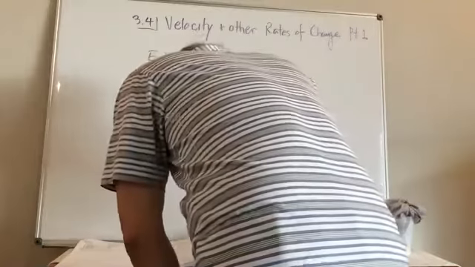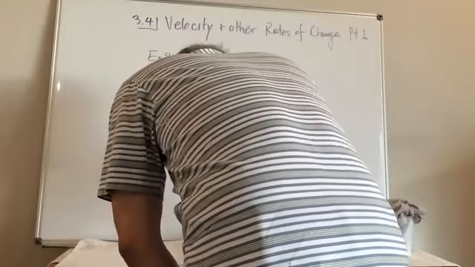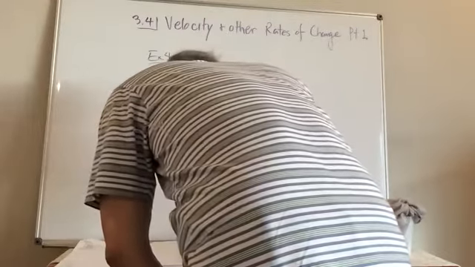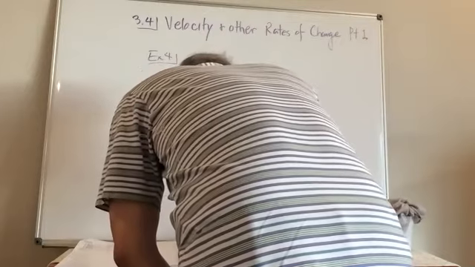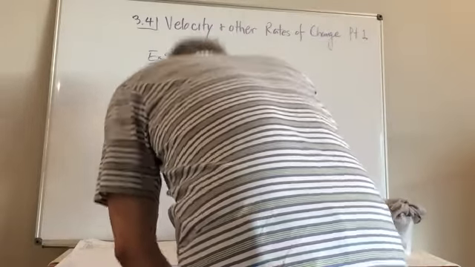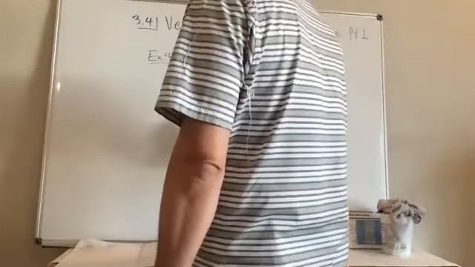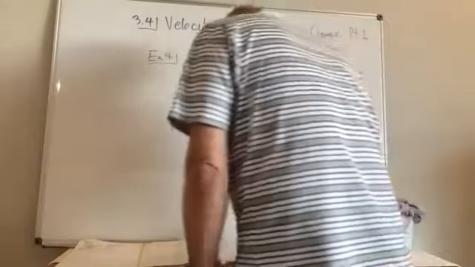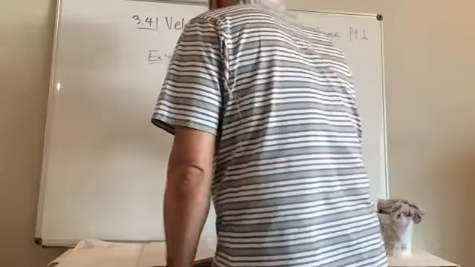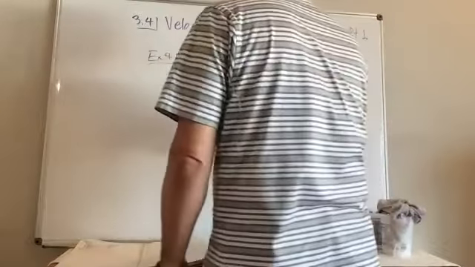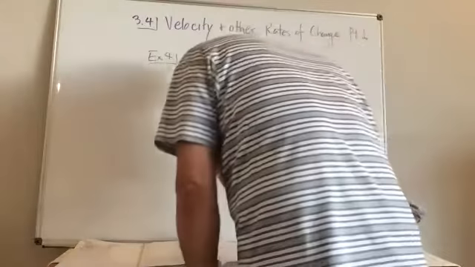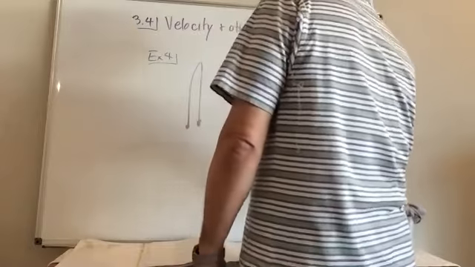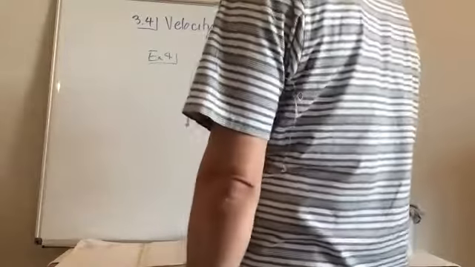Modeling vertical motion. A dynamite blast propels a heavy rock straight up with a launch velocity of 160 feet per second, and it reaches a height of s after t seconds. So it's going to go up, and it's going to come back down like that. The s is going to be given to you as 160t minus 16t squared.